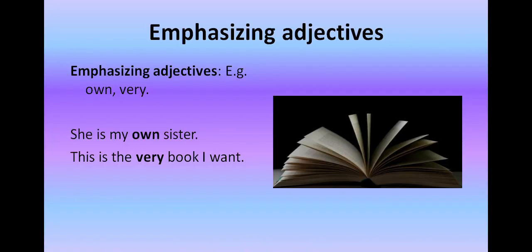Emphasizing adjectives are own and very. She is my own sister. This is the very book I want. We could have simply made the sentences as she is my sister. This is the book I want. We have used the words own and very for the sake of emphasis.